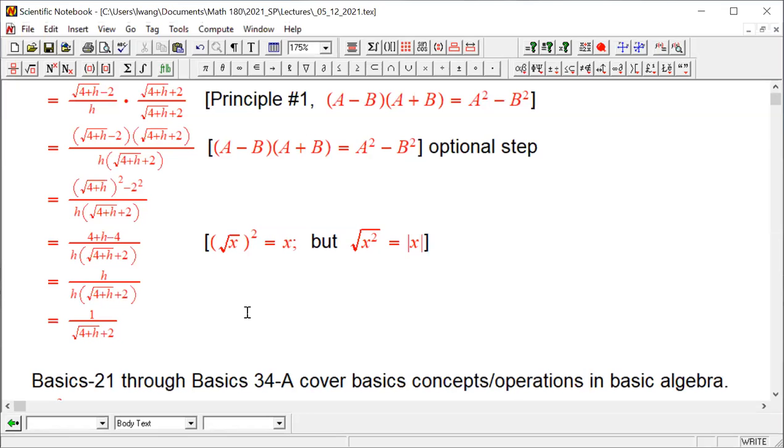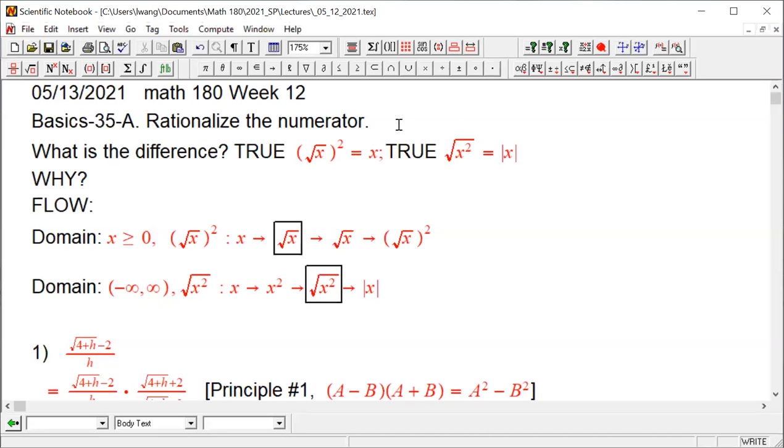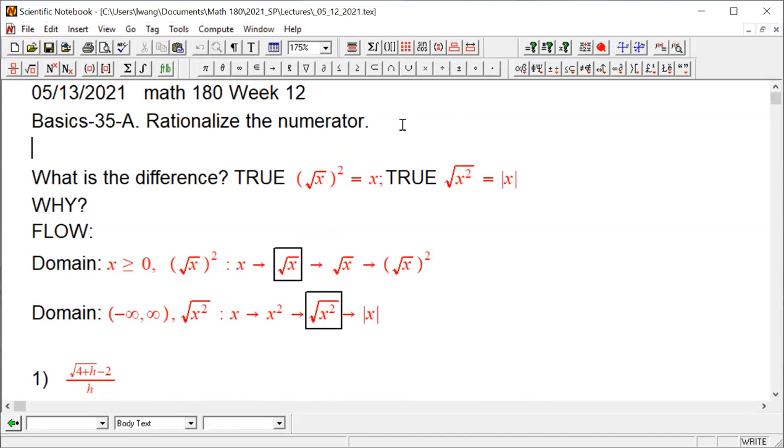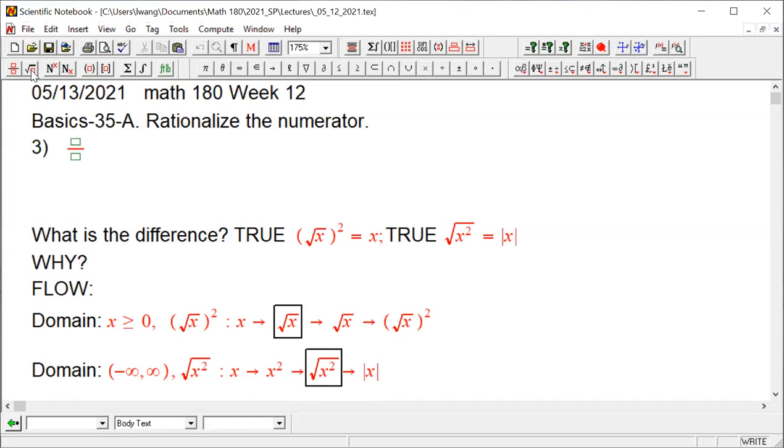Okay, so without further ado, we have 7 minutes left. I would like you guys to try your hands on number 3. Okay, so this weekend your homework will be on basic 35A. Try as many as you can. We have covered lots of material, and lots of these are really fundamental. Try number 3 in class, please. Okay, you can do it, and you are doing it.